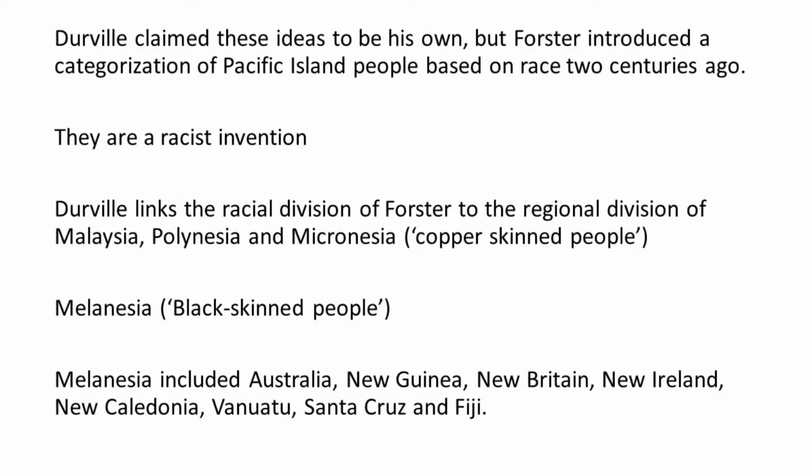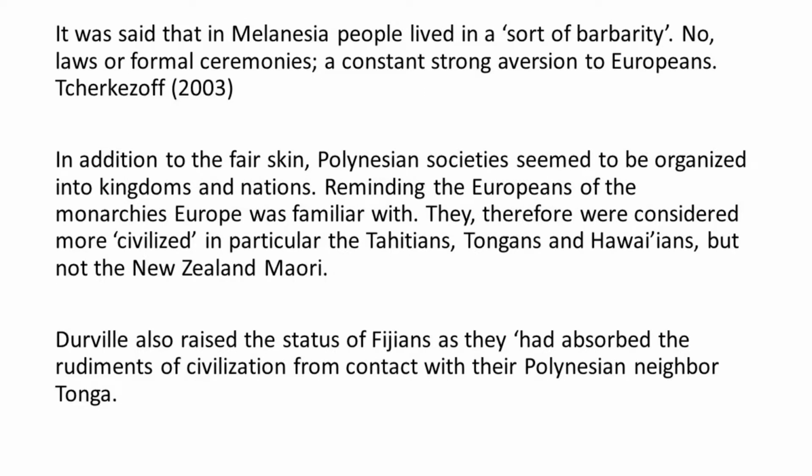Now, if you remember the description I gave you by Forster, the categorization of more fair-skinned people and darker, you can see that it immediately came with positive and more negative connotations. Now, Melanesia included Australia, New Guinea, New Britain, New Ireland, New Caledonia, Vanuatu, Santa Cruz, and also Fiji. So it was said that in Melanesia, people lived in a sort of barbarity, no laws or formal ceremonies, and there was a constant strong aversion to Europeans.